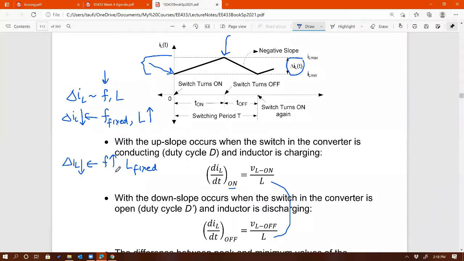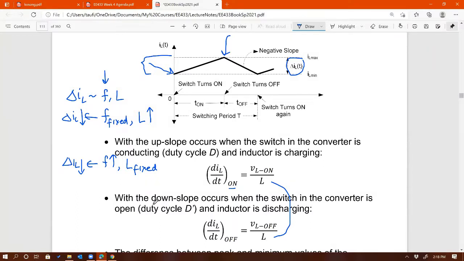How about the other one right here? Let's say that I already chose a fixed value of inductance. Why can't I just keep increasing the switching frequency? Why not?